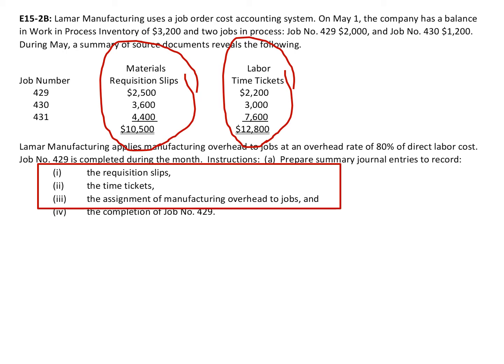So I want you to simply multiply the direct labor for each job, right? You can see that job 429 had direct labor of $2,200, which means we're going to apply 80% of the direct labor cost, or $1,760 of manufacturing overhead. If you add up all the manufacturing overhead, or you could simply take the total direct labor cost of $12,800 and multiply that by 80%, you would get $10,240. That's how much overhead we're going to apply to the jobs.